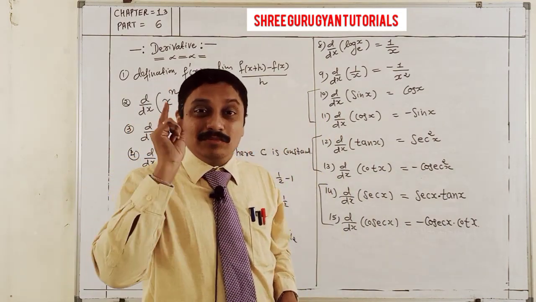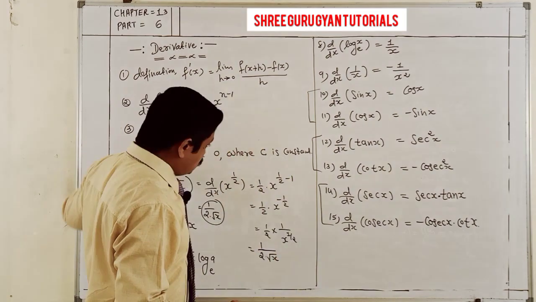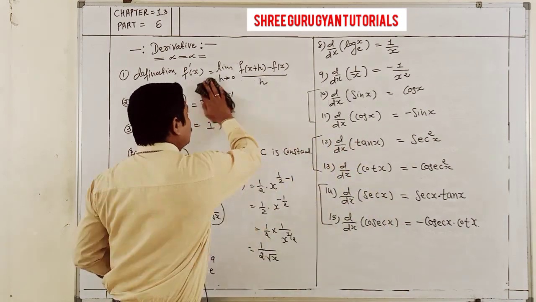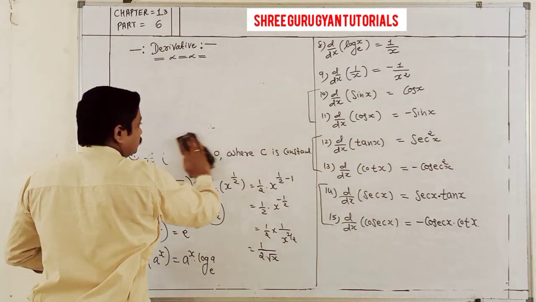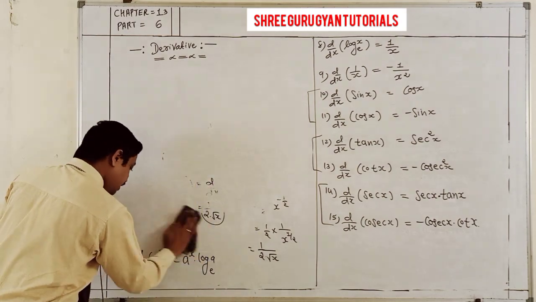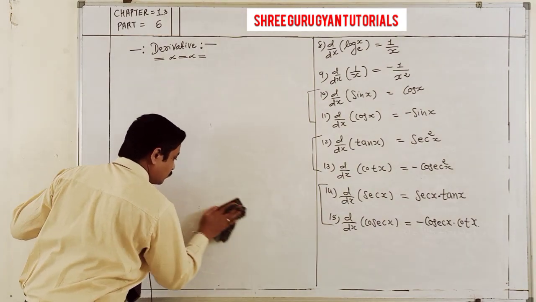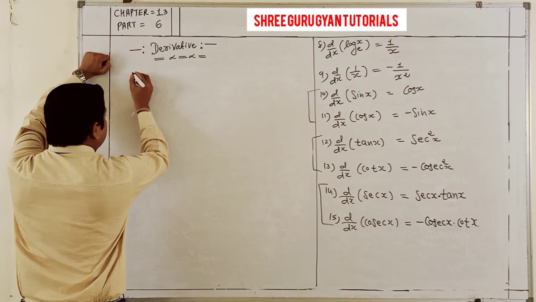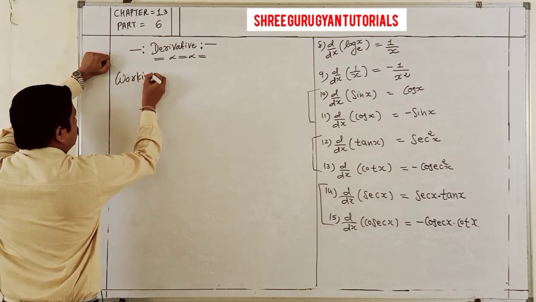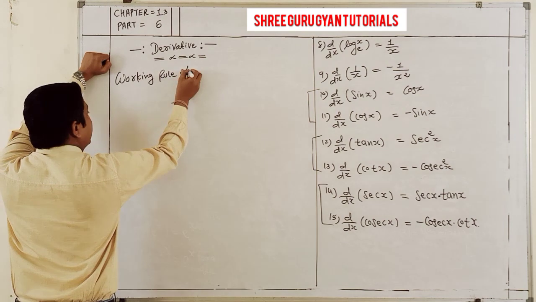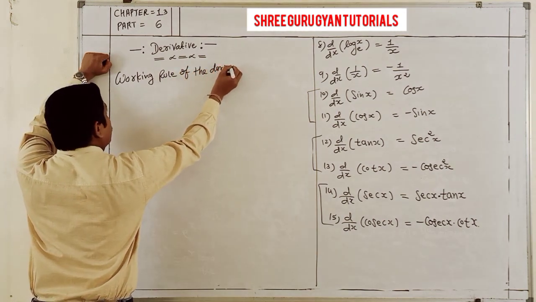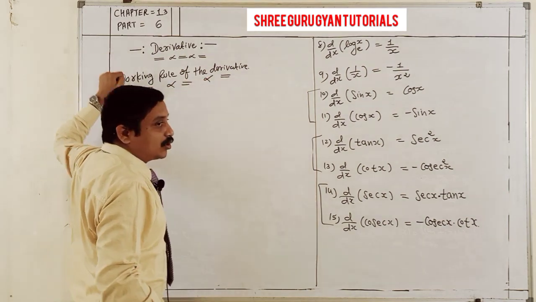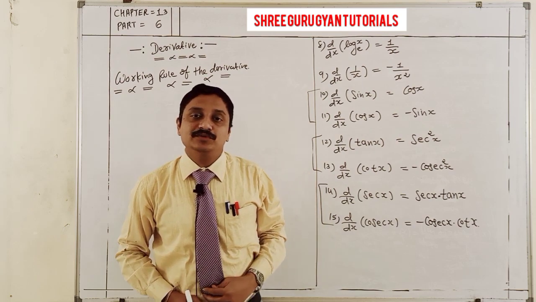In this derivative you must learn 1 to 15 by heart, and also the working rules. So now I will go to the working rules, students. There are only 4 working rules. Students, learn the working rules by heart before operating any derivative formula. You also know the working rules for limits. Here are the working rules of the derivative formulas.